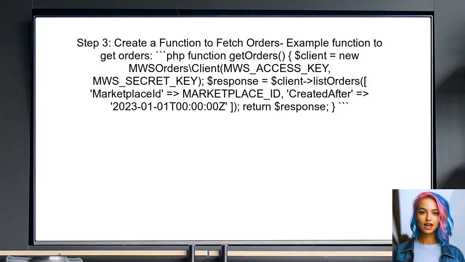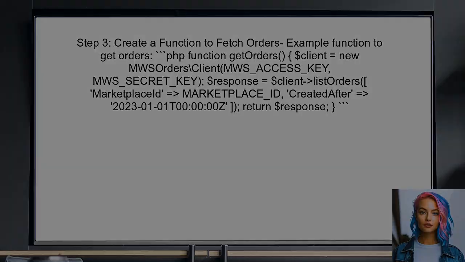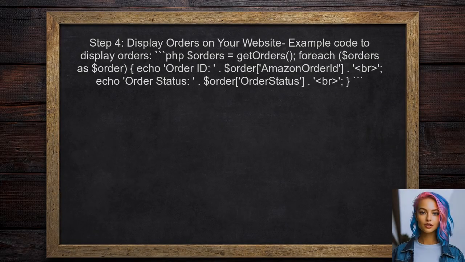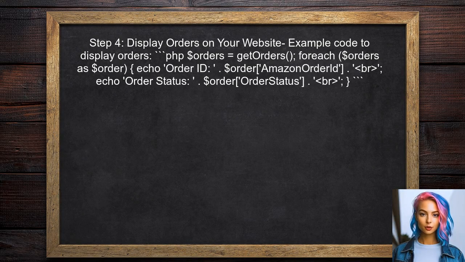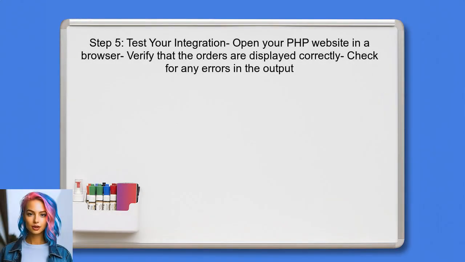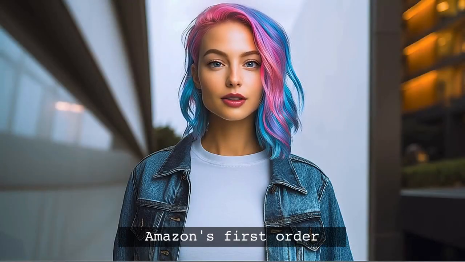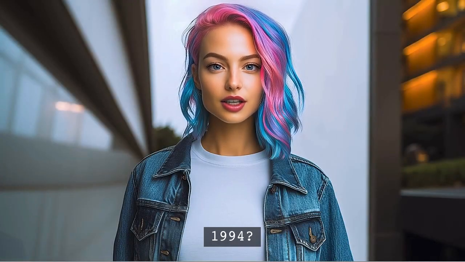Now the user should create a function to fetch orders from Amazon MWS. This function will use the library to make a request to the Orders API. After fetching the orders, the user can display them on their PHP website. This can be done by looping through the response and outputting the order details. Finally, the user should test their integration to ensure that the orders are being fetched and displayed correctly on their website.